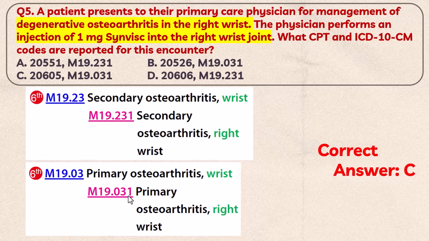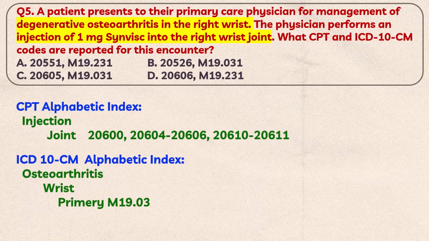If you encounter this case in a real working scenario, you have to use the alphabetic index of CPT and ICD-10-CM to find the answers. Let's see how to find that. For the CPT alphabetic index, first you search the term injection, then go to the subterm joint. It will lead you to the following code series. Again, come back to the tabular list and confirm the answers. Once you confirm, it will be 20605.